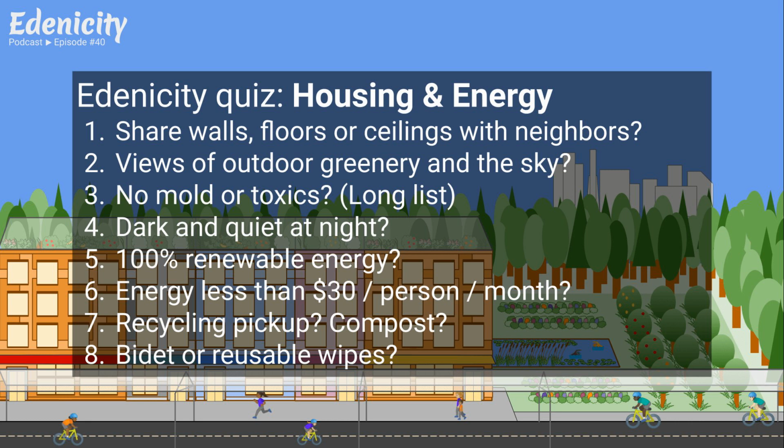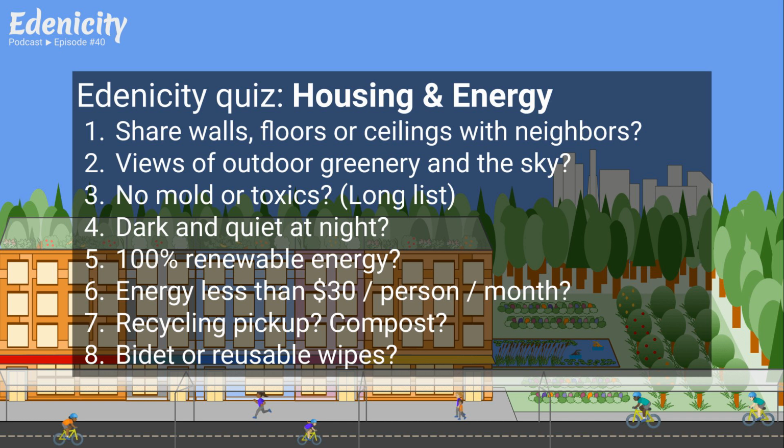Question 1. Does your home share any walls, floors, or ceilings with neighbors? As I explained in episode 9, that just puts the laws of physics in your favor for energy efficiency. Number 2. Does your home have views of outdoor greenery and the sky? Now, you may wonder what that's got to do with the environment, but remember, we're talking about ecological and economic abundance, which basically means having a more enjoyable life. And views have everything to do with that.